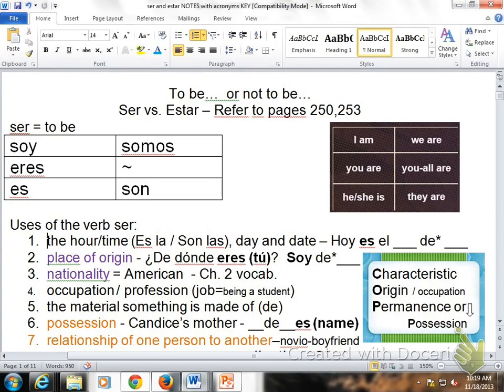So, to be or not to be, we have two verbs for to be, ser and estar. Let's look at just ser first. Soy, eres, es, somos, son. Both of the verbs ser and estar mean I am, you are, he, she is, we are, they are.